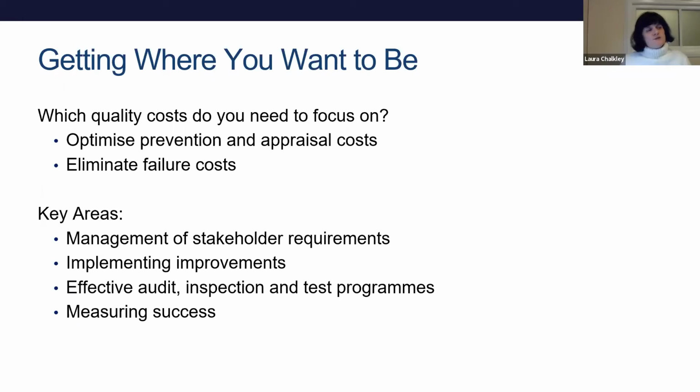Okay. And then once you've done your cost analysis, it's the old gap analysis model. So think about where you want to be, and then you can work out what you've got to do to get there. So once you've done your analysis of the status quo, have a think about where you want to be. Which quality costs do you need to focus on? So it's about optimizing the prevention and appraisal costs. So they've got to make a good business case for themselves. So it's not about auditing everything that moves, but taking a risk-based approach to it. And then obviously looking to eliminate your failure costs.